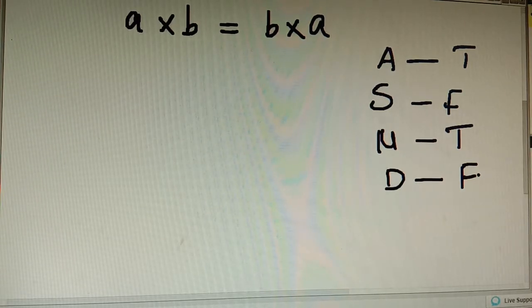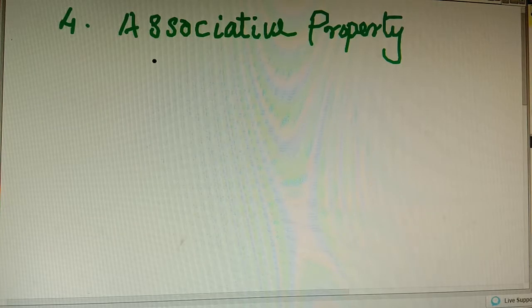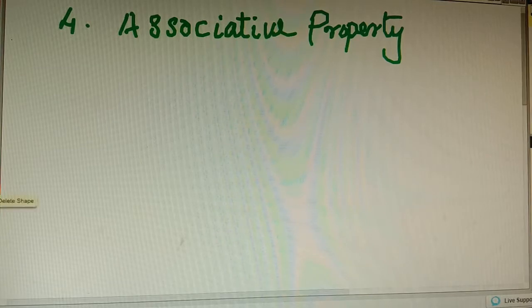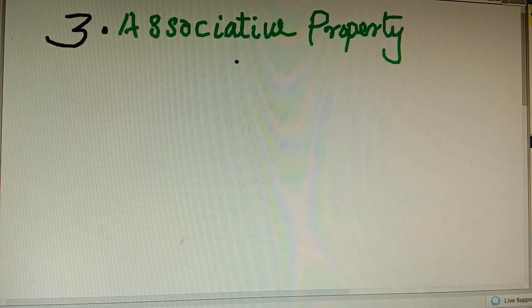So we can move to the next property, that is third property, that is associative property. Okay, here closure property, commutative property, that two we studied. Now it is third property, that is associative property. Then what is associative property? In case of integers you studied that associative properties.